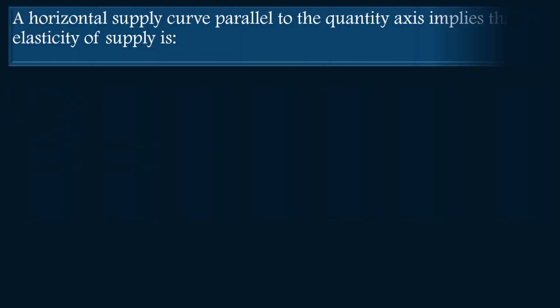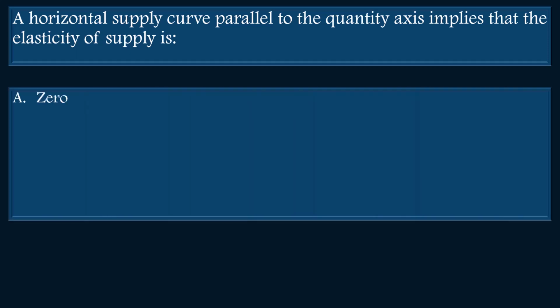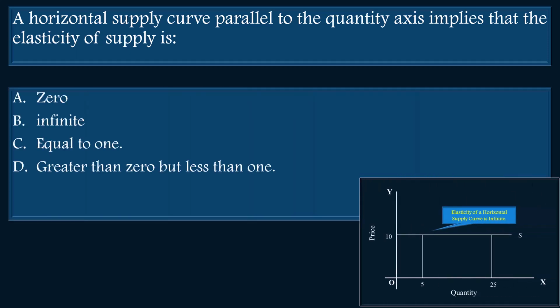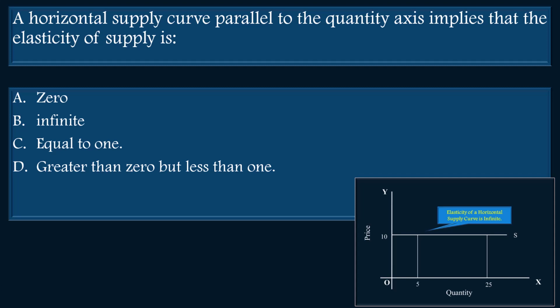Ninth question. A horizontal supply curve parallel to the quantity axis implies that the elasticity of supply is, options: A. 0, B. Infinite, C. Equal to 1, D. Greater than 0 but less than 1. The price elasticity of a horizontal supply curve is infinite. Option B is the correct answer.